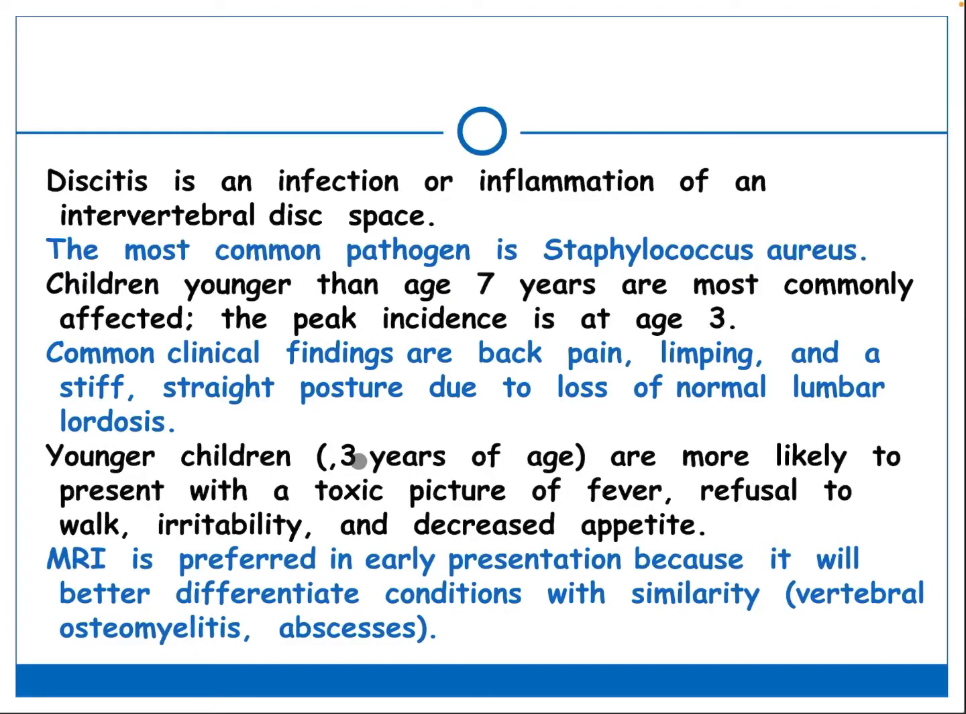Younger children, around 3 years of age, are more likely to present with a toxic picture of fever, refusal to walk, irritability, and decreased appetite. MRI is preferred in early presentation because it will better differentiate the condition from similar ones, such as vertebral osteomyelitis or abscess.